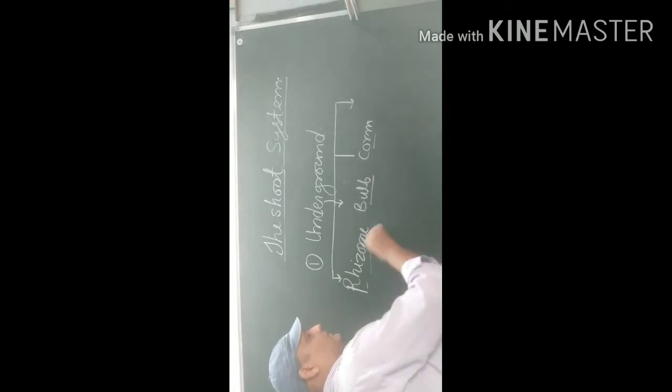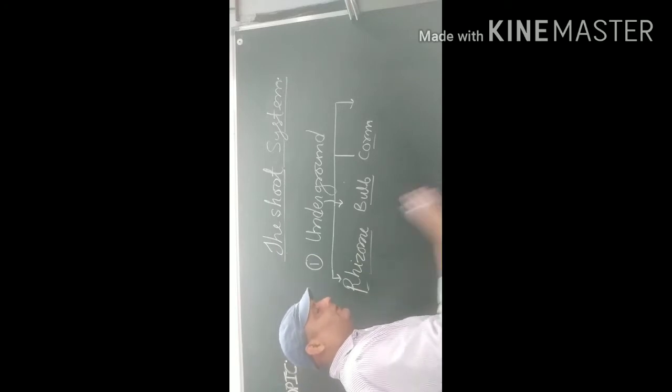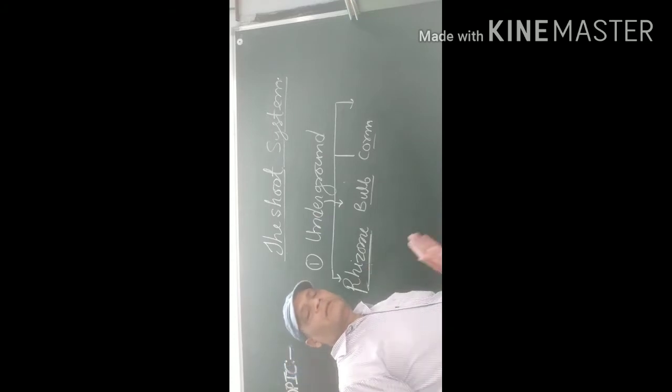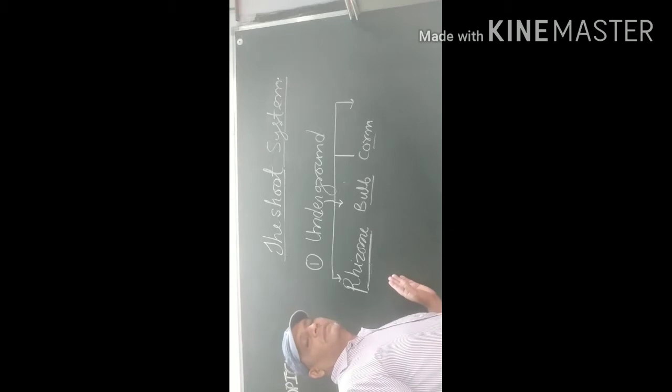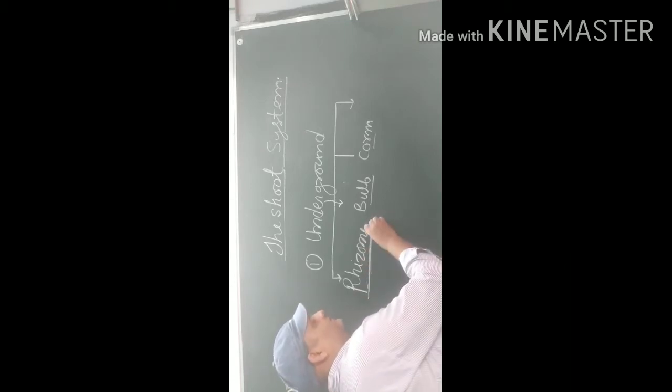Rhizomes are found in the soil and grow horizontally in the soil. Examples are ginger and turmeric. These are rhizomes.